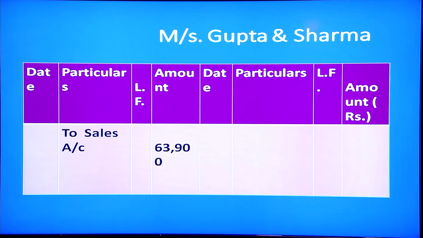Respective personal accounts are taken, that is Gupta and Sharma, and we are posting on the debit side, to sales account, amount in the respective column.